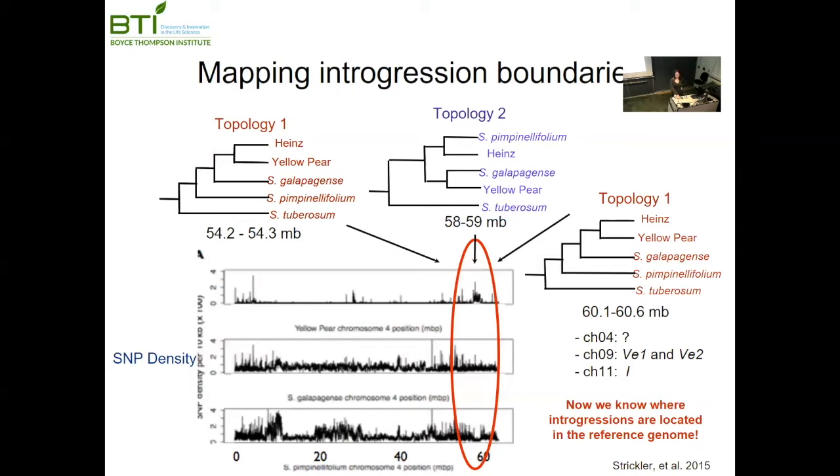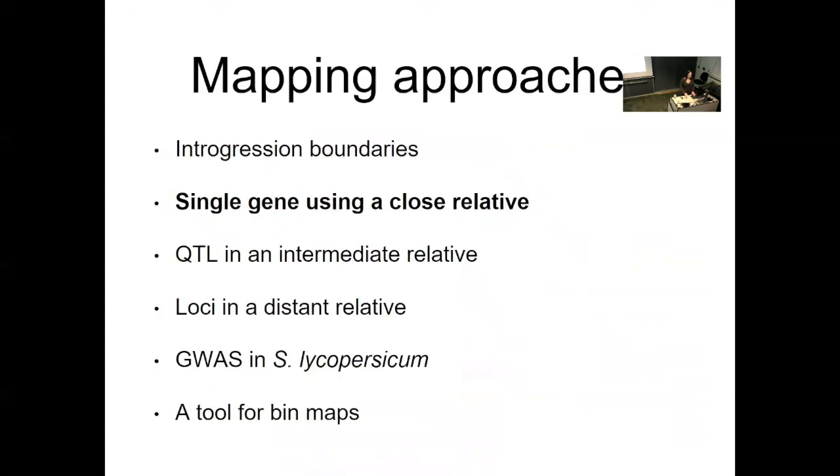So we were able to delimit the introgressions for each of these genes in Heinz, which now is really useful because Heinz is our reference for the other things that we're going to do. So we want to be able to rule out these introgressions that are occurring in our reference genome so that we don't think that they're something of interest in the population that we're actually looking at.